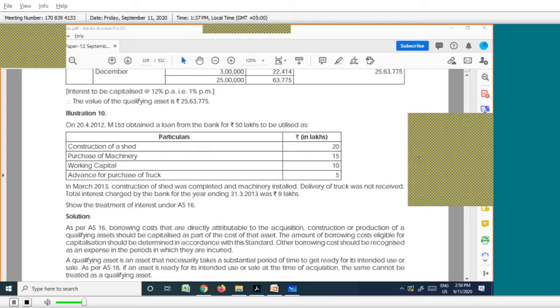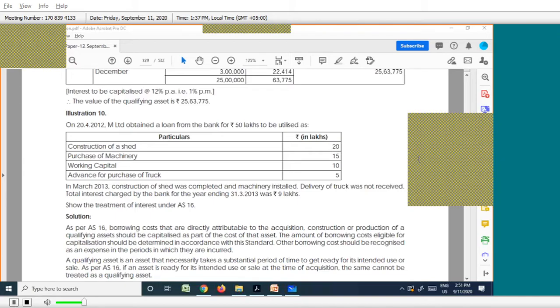Construction of a shed means what? What is the meaning? Little bit of grammar is also required. Construction of a shed means whether the work is completed or not completed. In process. Yes, in progress.